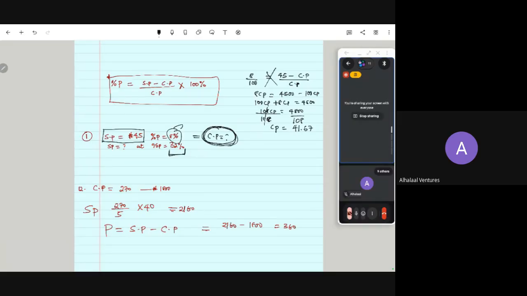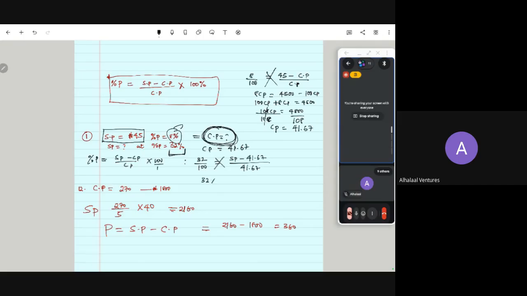Now, again, we use the formula. But now we know our cost price to be what? 41.67. So we just say percent profit equals SP minus CP over CP times 100 over 1. Now, the percent profit this time is 32%. So we get 32 over 100 equals the selling price that I'm looking for, SP minus the cost price we've gotten, 41.67, over 41.67. So you cross multiply again and get SP.